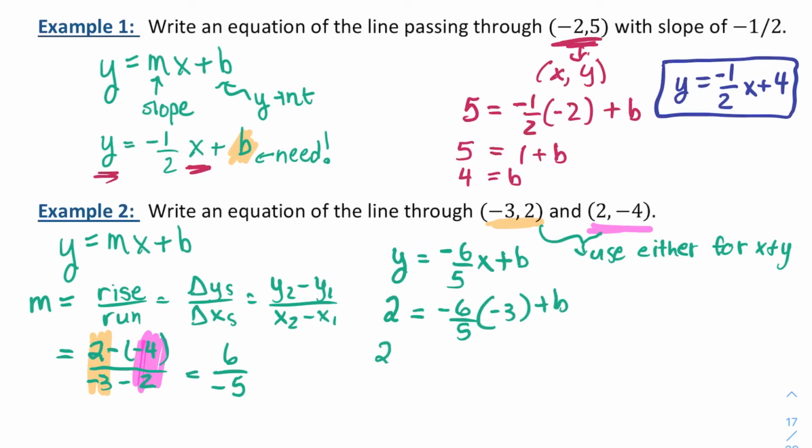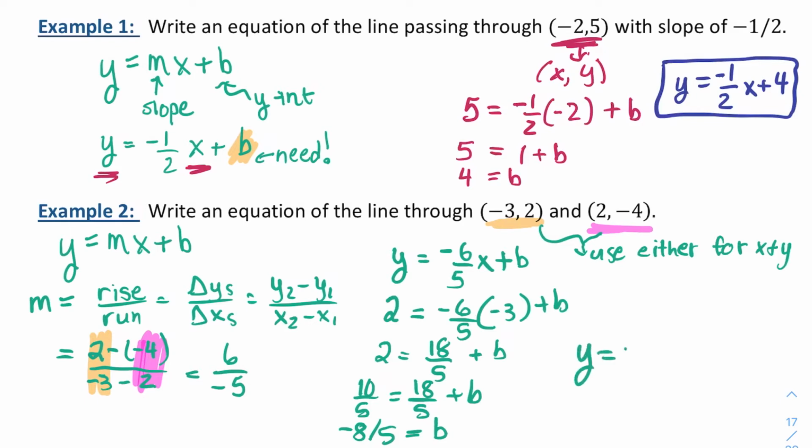If you multiply -6/5 times -3, you get +18 over 5. And then I like to go ahead and get a common denominator. So if you multiply 2 by 5 over 5, you get 10/5. And then when you subtract, it's easier because you already have a common denominator. So you'll end up with -8/5 for b. Put it all back together, you get y equals -6/5 x minus 8/5.